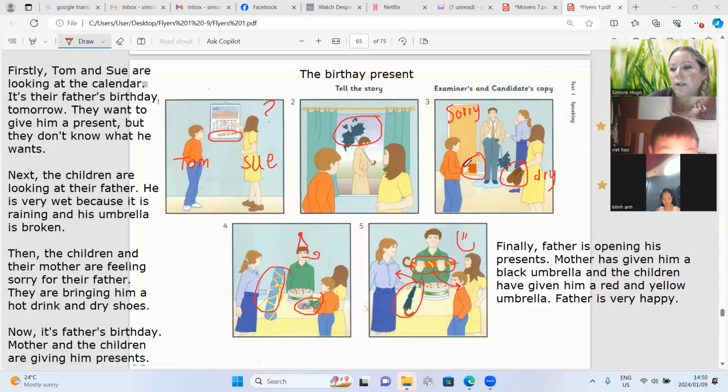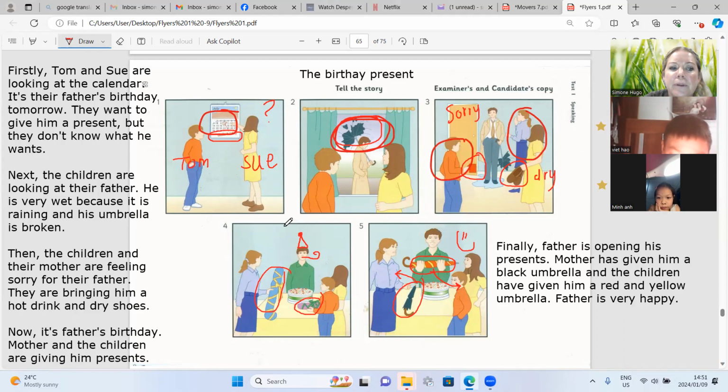So, I would like you to read it, but we have run out of time. We've got 1 minute left, so I'm going to read it quickly. Firstly, Tom and Sue are looking at the calendar. It's their father's birthday tomorrow. They want to give him a present, but they don't know what he wants. Next, the children are looking at their father. He is very wet because it is raining and his umbrella is broken. Then the children and their mother are feeling sorry for their father. They are bringing him a hot drink and dry shoes. Now it's father's birthday. Mother and the children are giving him presents. Finally, father is opening his presents. Mother has given him a black umbrella and the children have given him a red and yellow umbrella. Father is very happy.